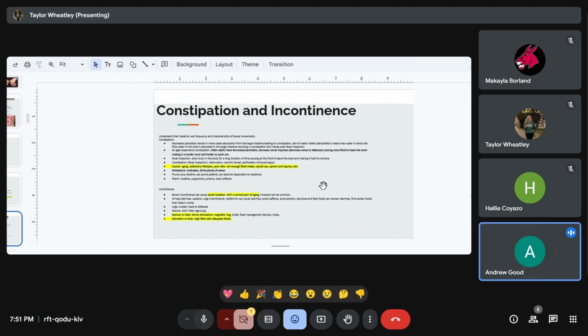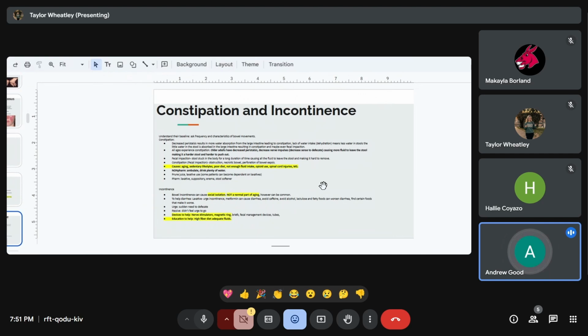For older patients, they'll have decreased peristalsis, decreased nerve impulses to defecate, causing more fluid to leave the stool, therefore resulting in harder stools to push out, leading to constipation. So there's a little bit of some physiology there, sort of patho there, I guess.